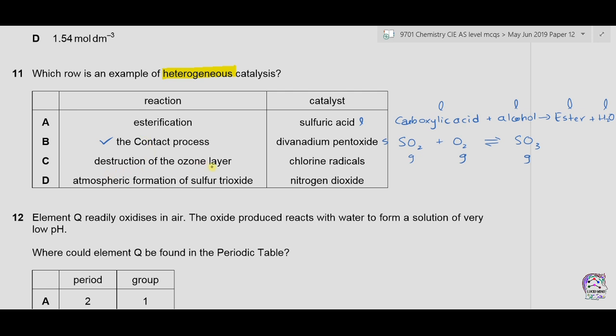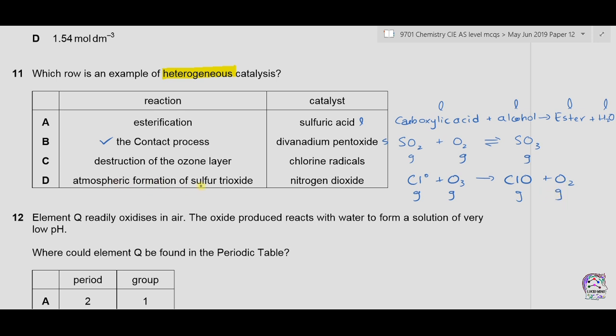C is the destruction of ozone layer and it is catalyzed by chlorine radicals. Now in the ozone layer, a chlorine radical reacts with an ozone molecule to form ClO along with an oxygen molecule. Now, the chlorine radicals are in gaseous state and so are all the reactants and products. So therefore this is also an example of homogeneous catalysis.